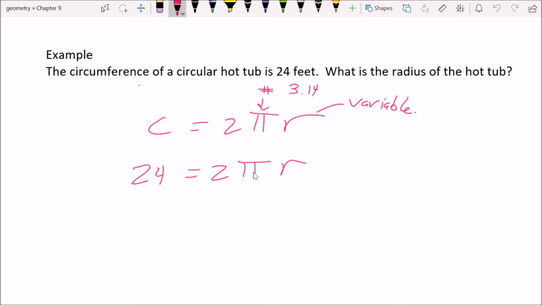Since 2 and pi are both numbers and we have multiplication here, I'm going to use division to cancel that out because it's the opposite of multiplication. So divide by 2 pi, and since this is a real world problem, it's best to turn this into a decimal answer or type it in the calculator, and if we need to round it, that's just fine. So I'm going to go 24 divided by 2 pi, and I get 3.82 feet. So I think I'm just going to round that to 3.8. All right, so the radius is 3.8 feet. And that's it. Let's do another one.